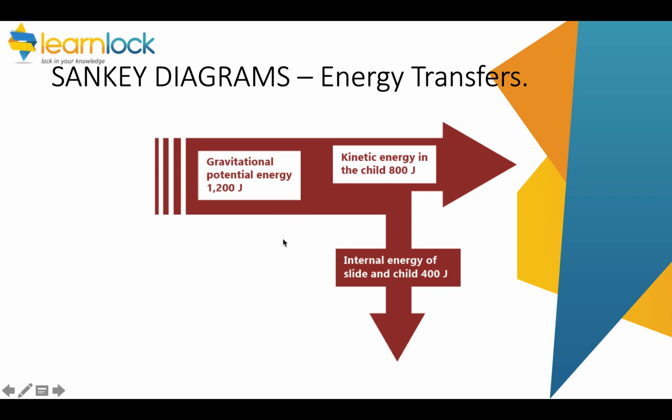For example, this is the energy transfer of a child going down a slide, and you can see at the start they've got 1,200 joules of energy, and then the child uses 800 joules to move, so that's the useful energy here. Wasted energy is indicated in the downward arrow. So you can see that more energy is used as kinetic rather than that's wasted.